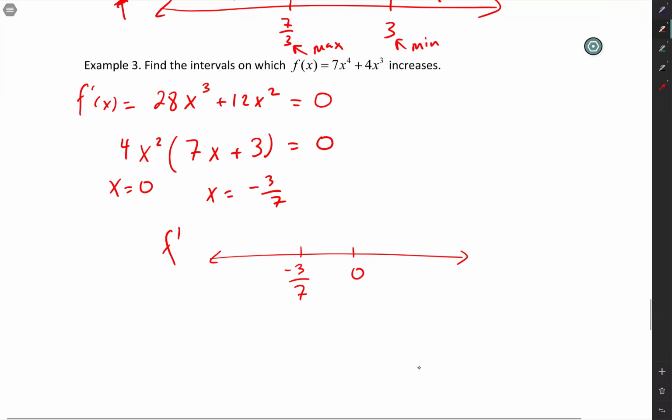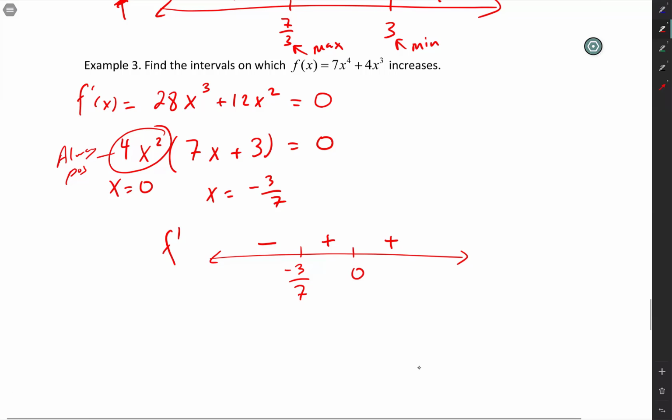We'll find out. I'm going to choose a number to the left of -3/7, so like -1. If I put -1, this is always going to be positive. Always positive. -7 plus 3, that's going to be a negative number, so negative. If I put a number between -3/7 and 0, so let's do like -1/10, that's a number bigger than -3/7, right? Negative 0.1, so that's negative 0.7 plus 3, positive. I see positive. And if I see a number bigger than 0, I see positive as well.